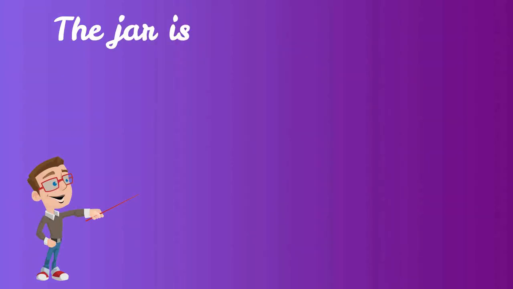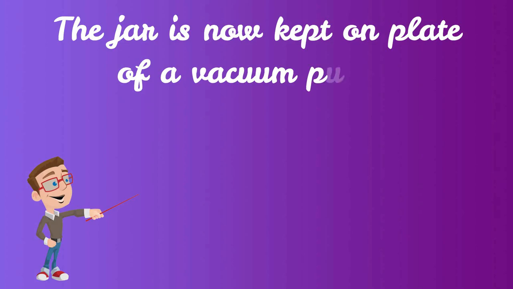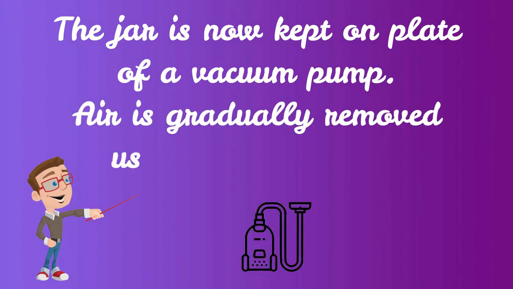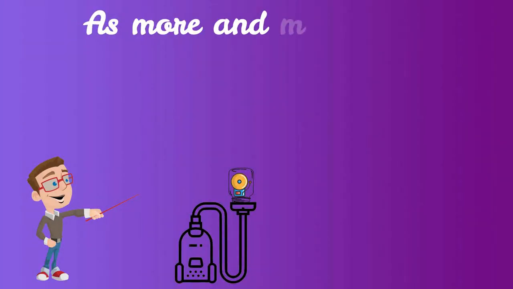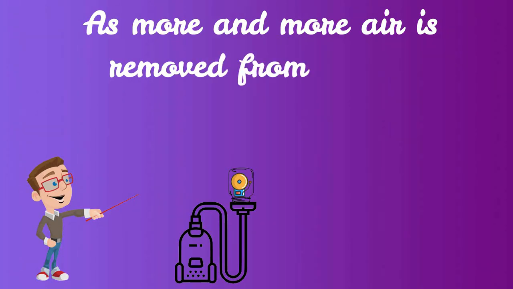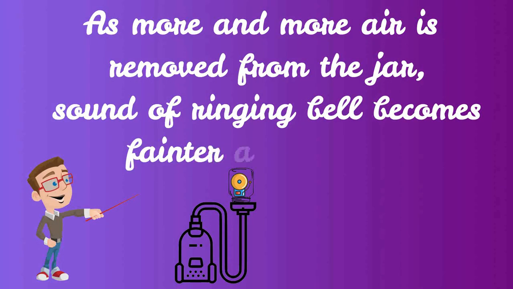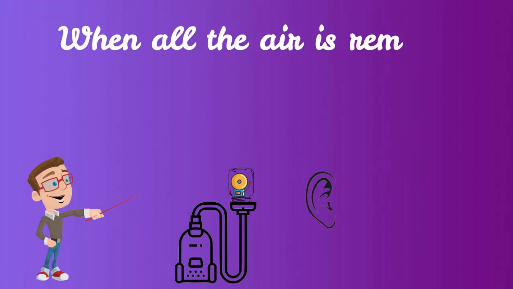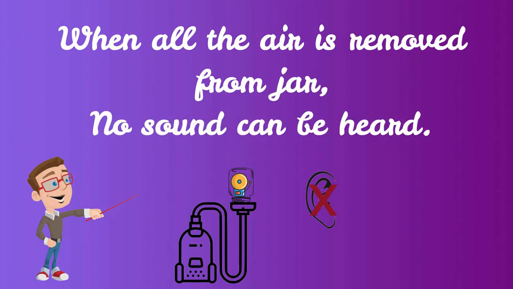The bell jar containing the ringing bell is now placed over the plate of a vacuum pump. Air is gradually removed from the bell jar by switching on the vacuum pump. As more and more air is removed from the bell jar, the sound of the ringing bell becomes fainter and fainter. And when all the air is removed from the bell jar, no sound can be heard at all.